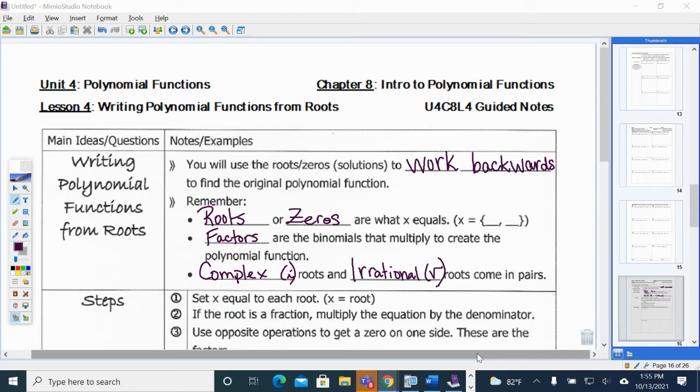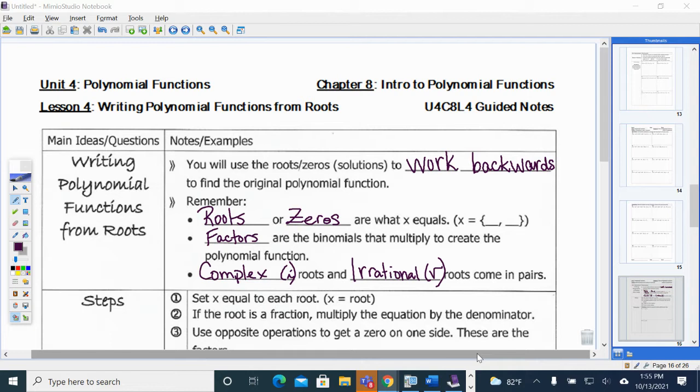This video is on Unit 4, Polynomial Functions, Chapter 8, Intro to Polynomial Functions, Lesson number 4, Writing Polynomial Functions from Roots. This lesson is one that we have done in a previous chapter. It was in the Quadratics Extra, so Chapter 6. You've already seen this. In Chapter 6, working backwards to a quadratic is what we did there.